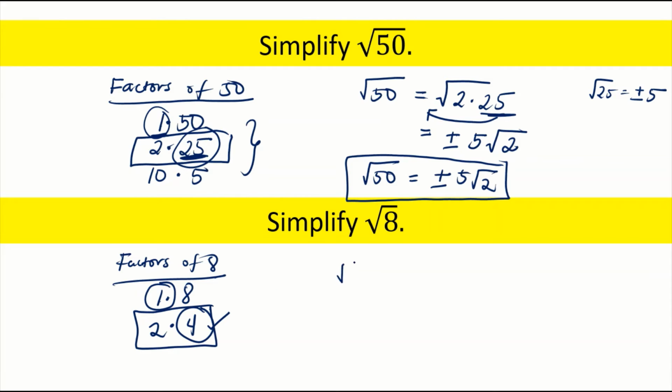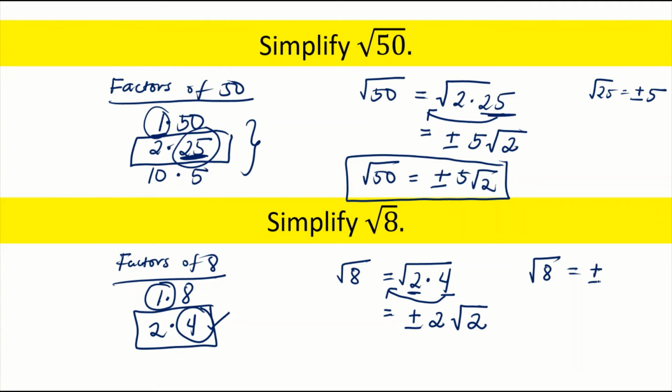So therefore, square root of 8 is equal to square root of 2 times 4. And then, kapag ilalabas natin si 4 sa radical sign, siya ay magiging positive and negative 2. And yung natira sa loob ng radical sign is also 2. So, therefore, square root of 8 is equal to positive and negative 2 square root of 2.